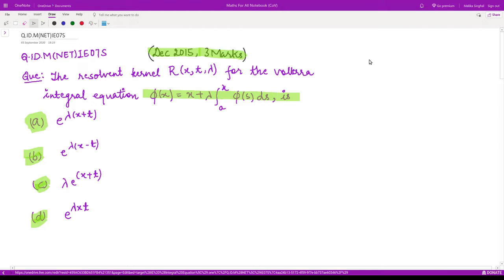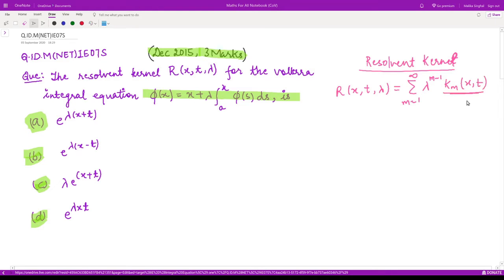So now the question is, what is a resolvent kernel? It is denoted by R(x, t; lambda), that is, it is a function of x, t and lambda, and it is calculated as a summation, m varies from 1 to infinity, an infinite sum of lambda raised to power m minus 1 and K_m(x, t), where what are these K_m(x, t)? These are the iterated kernels.